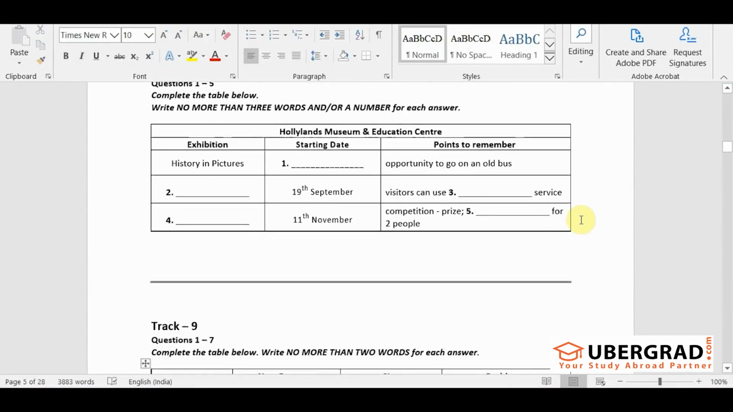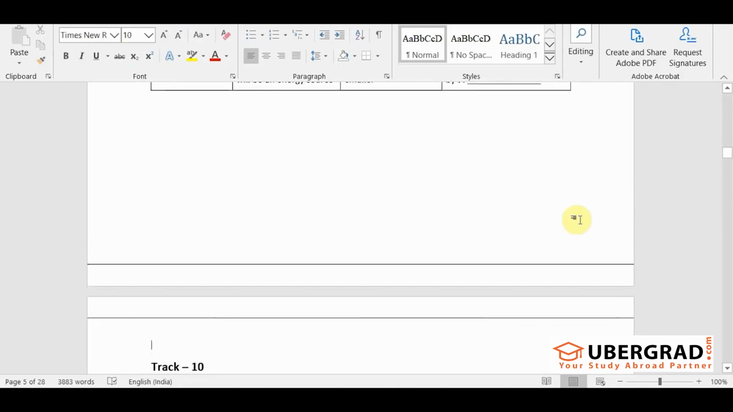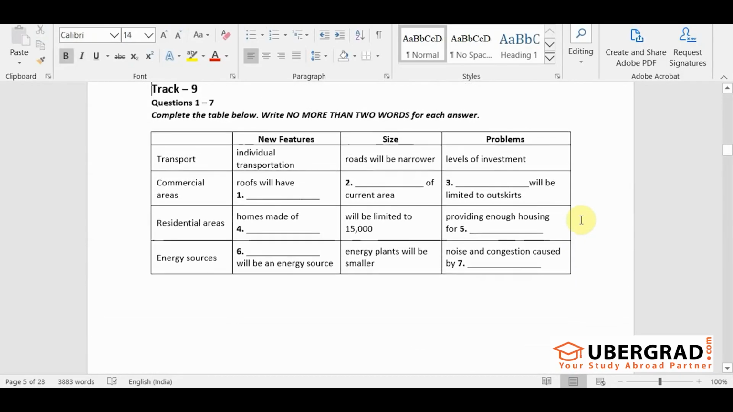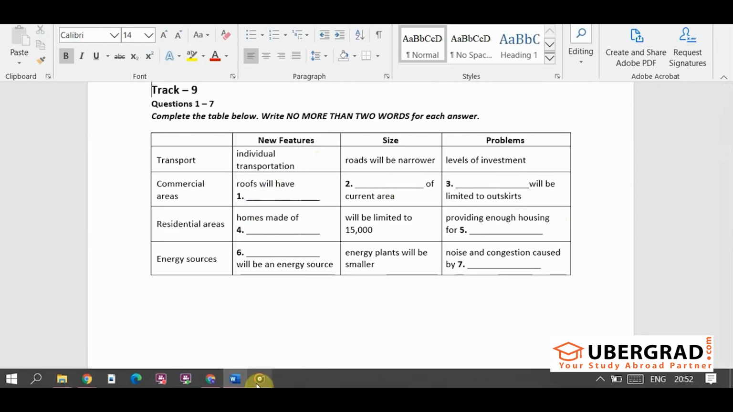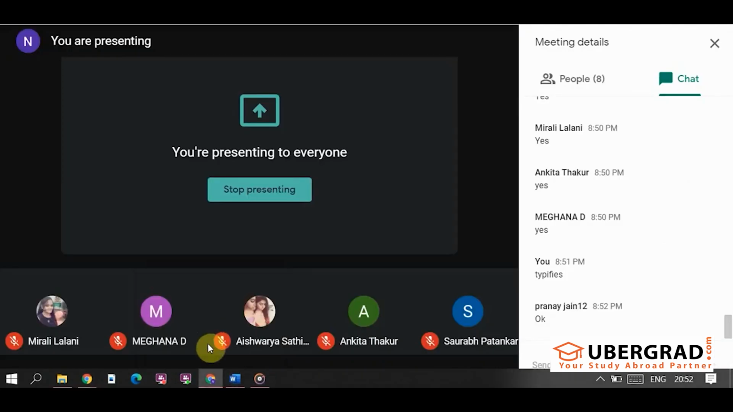Next question type is table completion. We'll do this one, which is track 9. Here what you have to do is you have to take help of the attributes that are already given to us in the table.